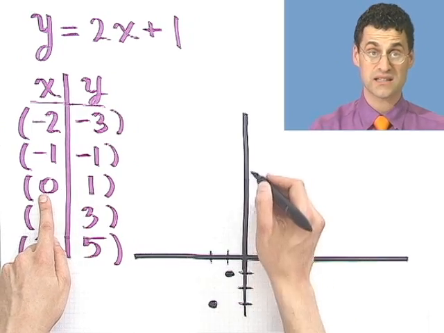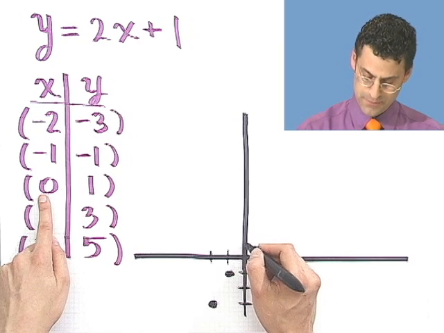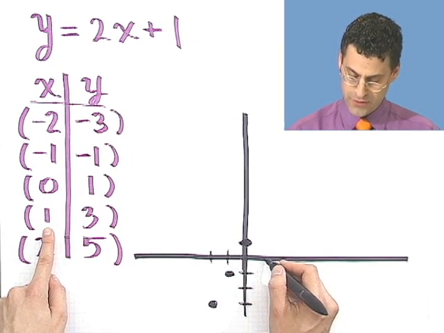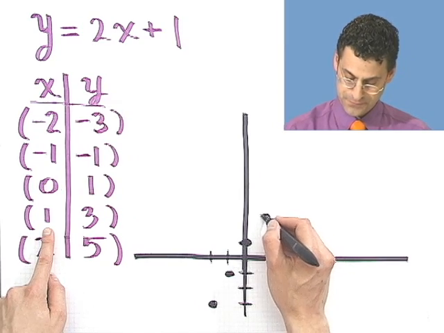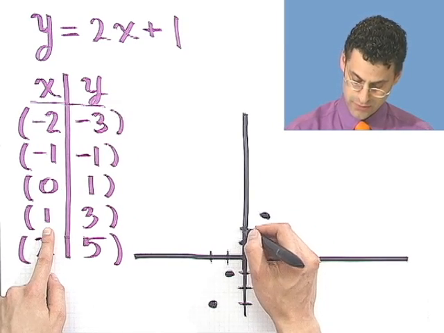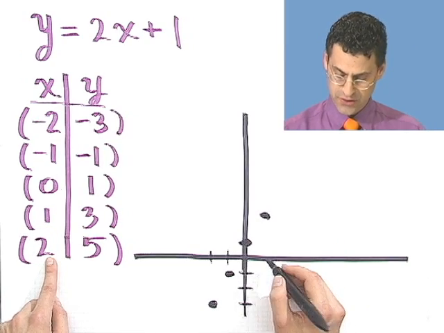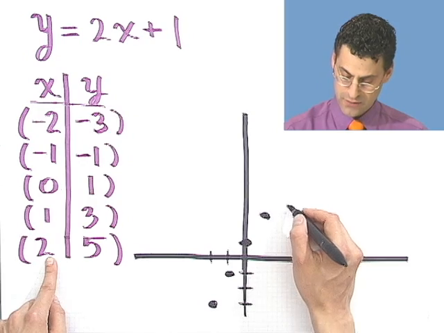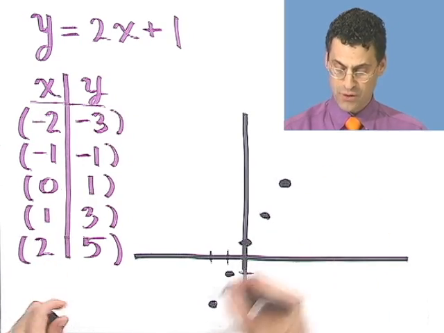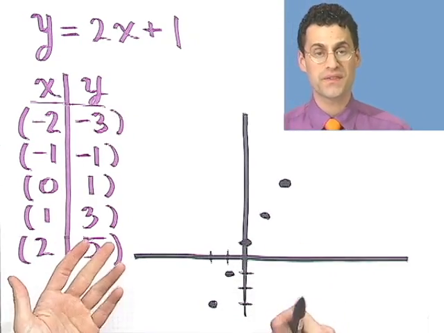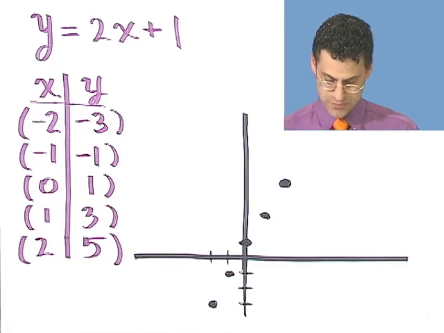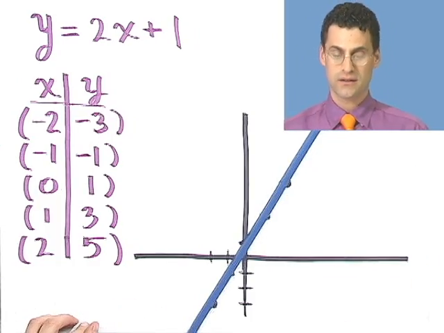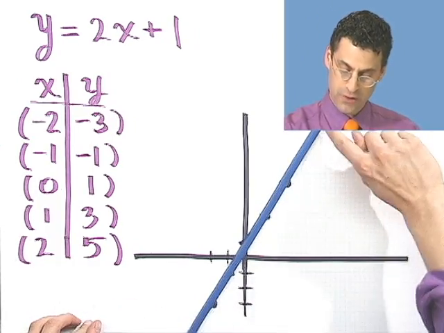Then I have 0, so that's just on the y-axis. If x is 0, we're on the y-axis, at 1. Then I have 1, 3, so I go 1 over and 3 up, 1, 2, 3. And then I have 2, and I go up 5, 1, 2, 3, 4, 5. So one thing I can do is just connect those points and see what this thing visually looks like. And if I connect those points, what you see is what looks like a straight line. A straight line seems to pass very well right through all those points.